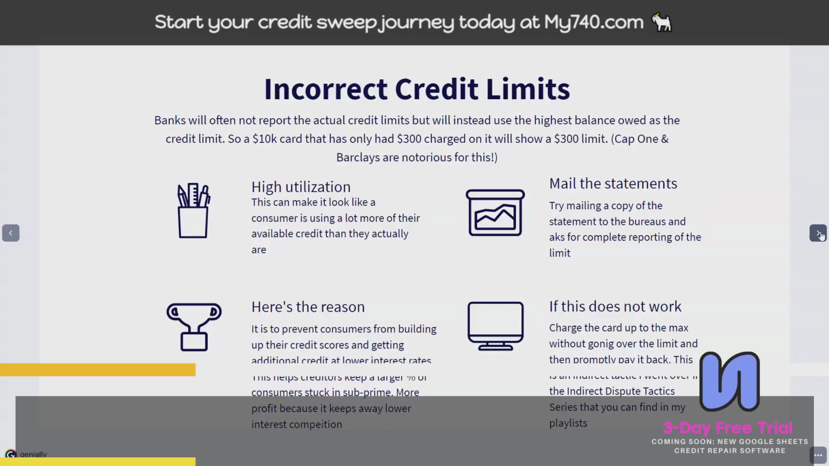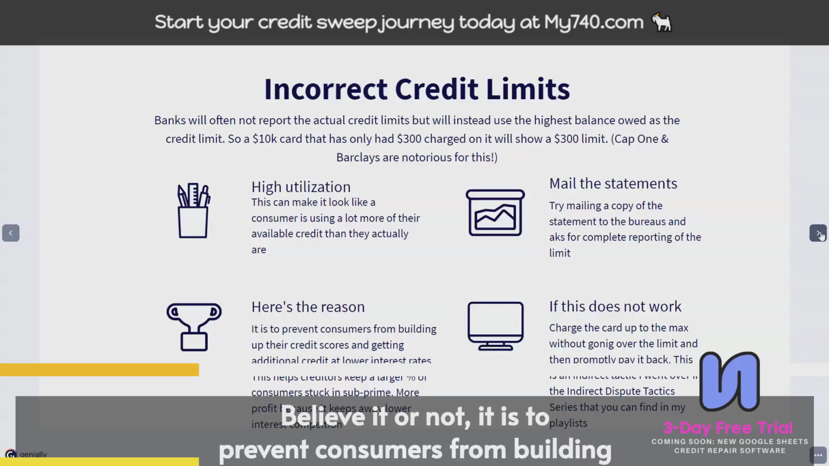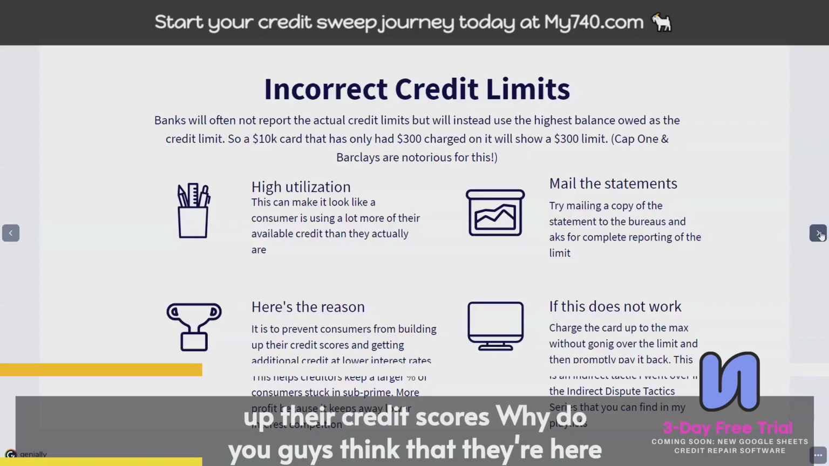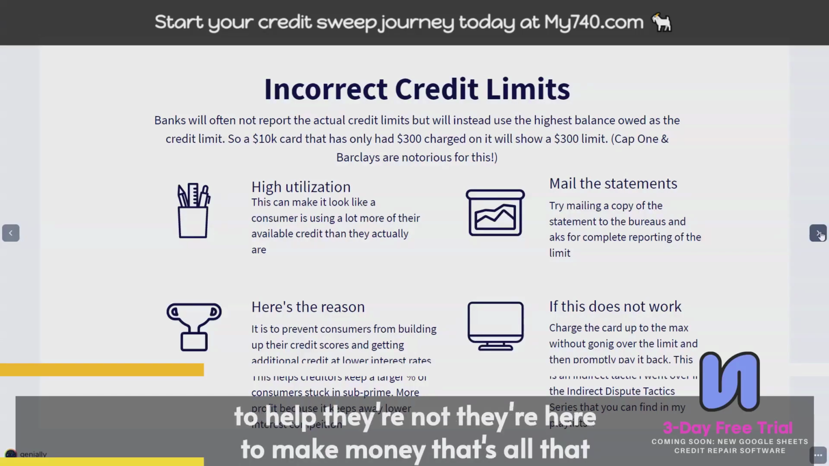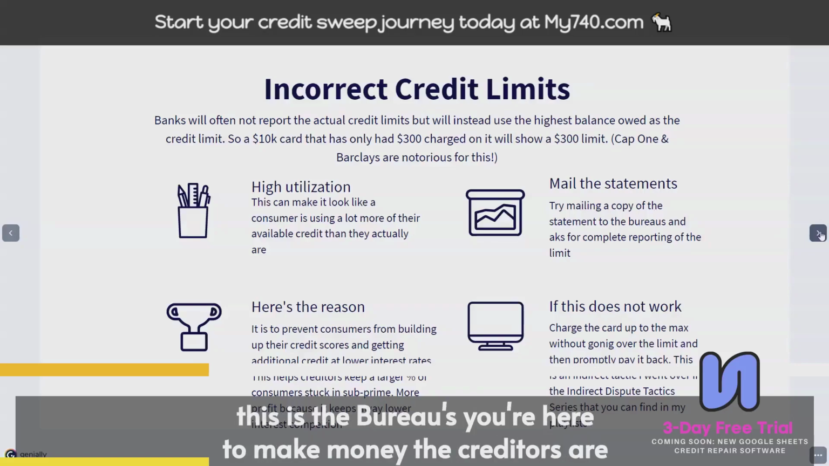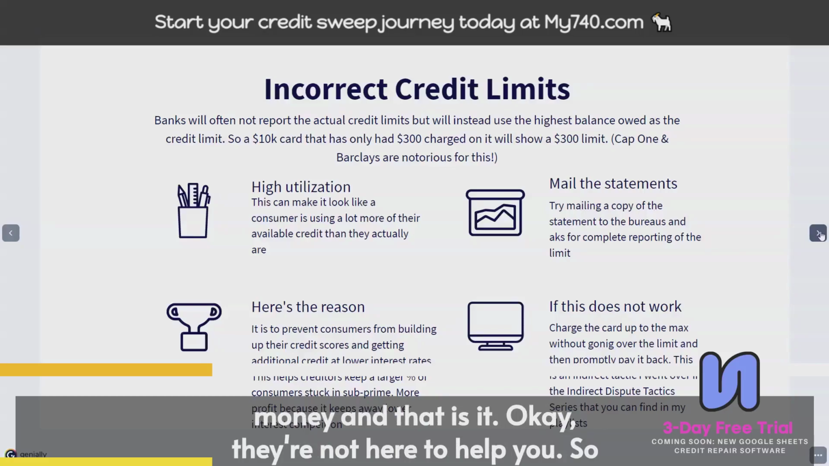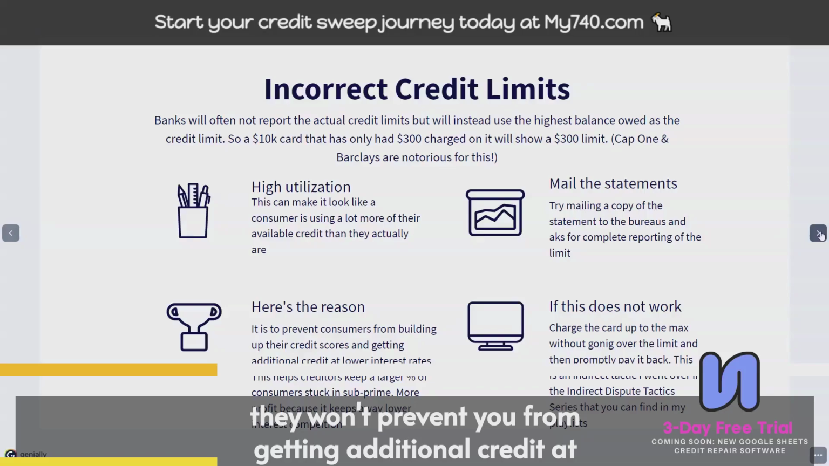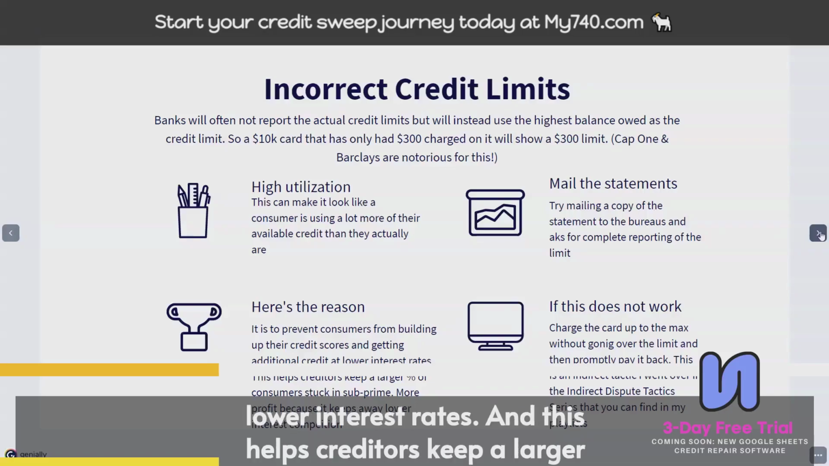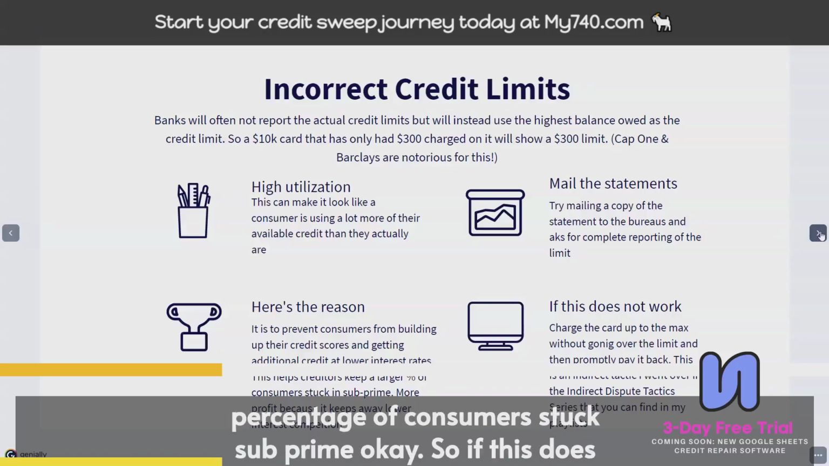And here's the reason. Believe it or not, it is to prevent consumers from building up their credit scores. Why do you guys think that they're here to help? They're not. They're here to make money. That's all that this is. The bureaus are here to make money. The creditors are here to make money. The collectors are here to make money. And that is it, okay? They're not here to help you. So they want to prevent you from getting additional credit at lower interest rates. And this helps creditors keep a larger percentage of consumers stuck subprime, okay?